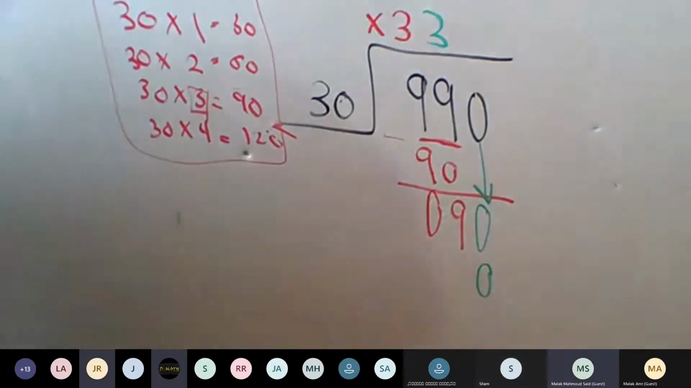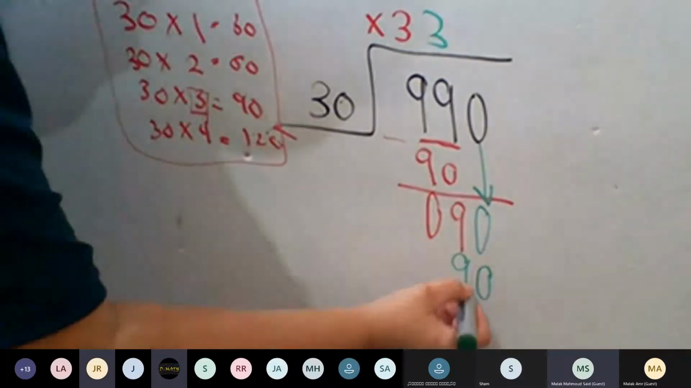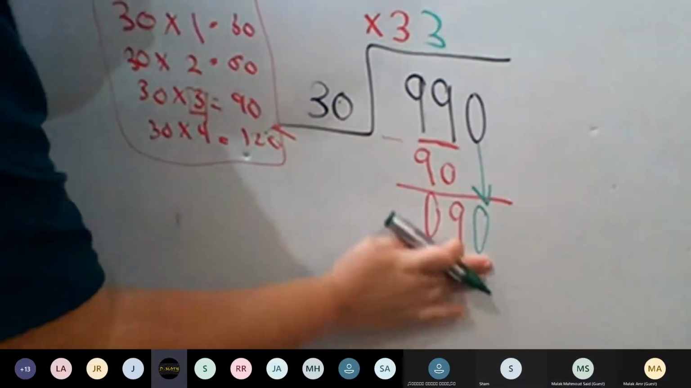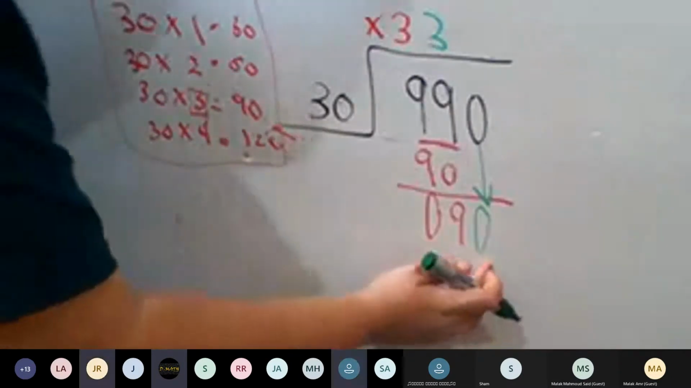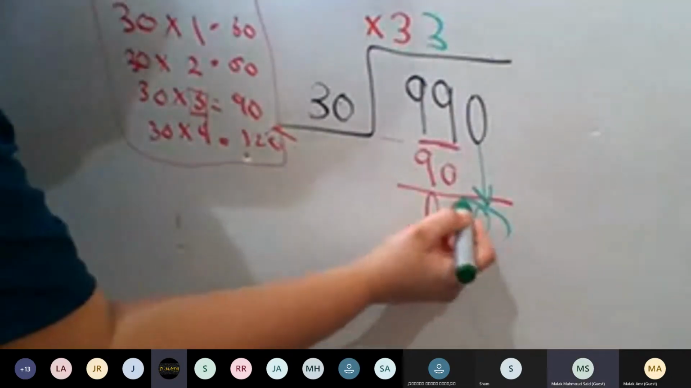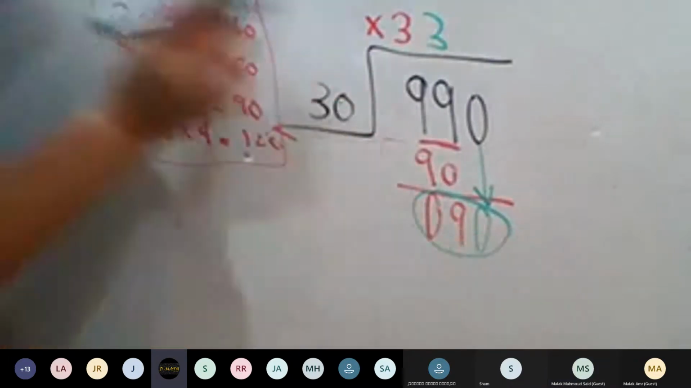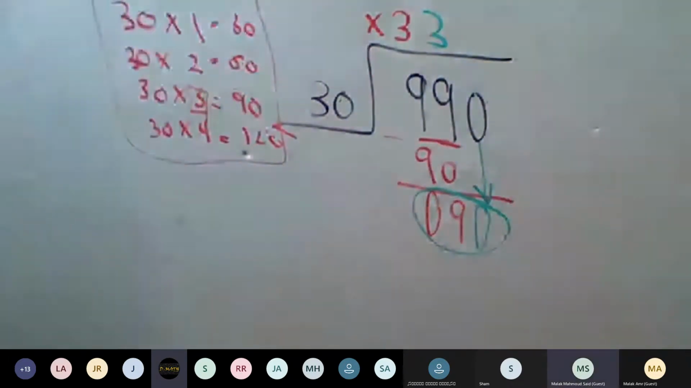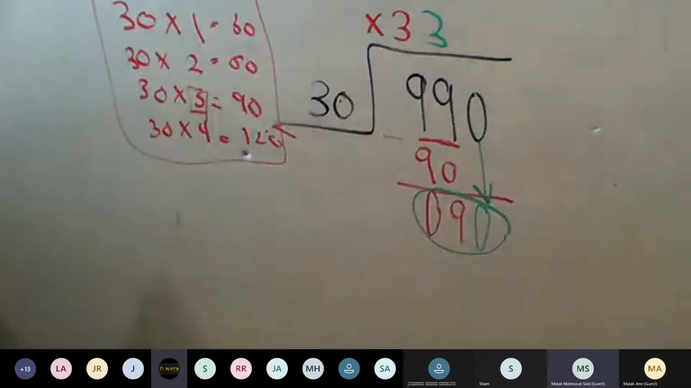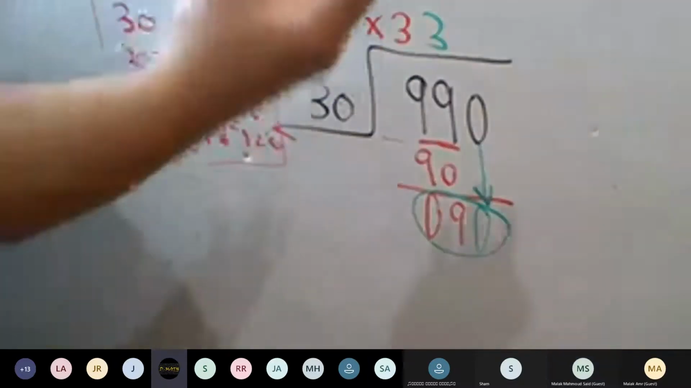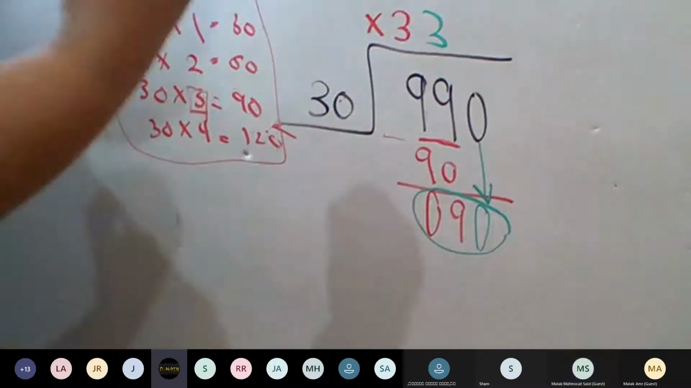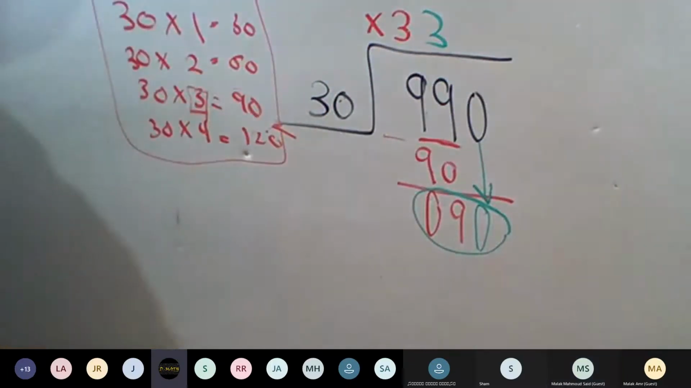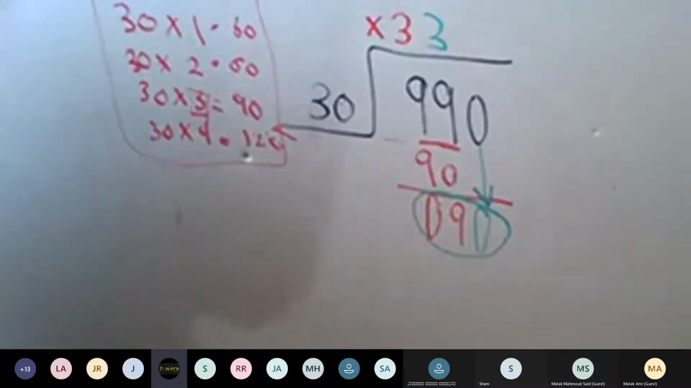Teacher, wait slowly. What did you do? Here, after I add the 0 down, I want to divide now 90 by 30. So we're going to choose 3. Then, how many 30s in 90? 30 times 1 is 30.